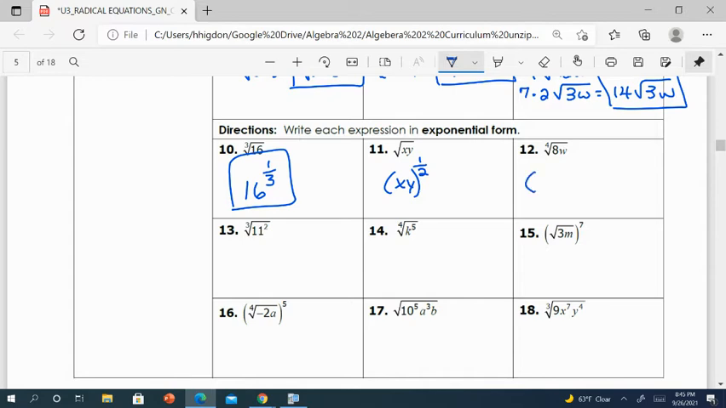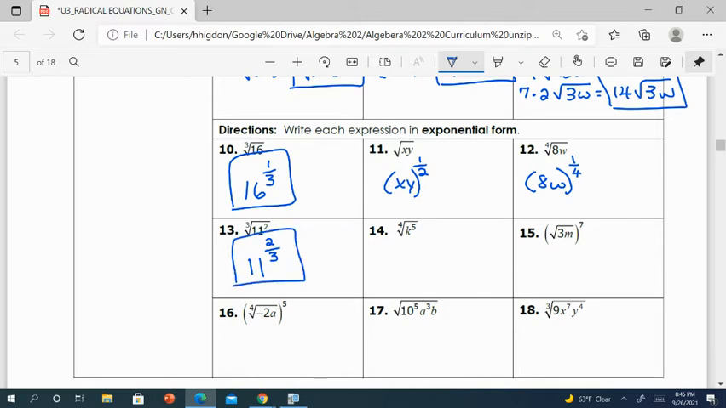On number 12, 8w to the 1/4. Now let's look at number 13. Number 13 says 11 squared underneath that radical. So the cube root of 11 squared, this one's a little different. 11 is still your base because 11 is the base number under the radical. The 3 is the index, so I know the 3 is going to be the denominator. The 2 is going to be the numerator.